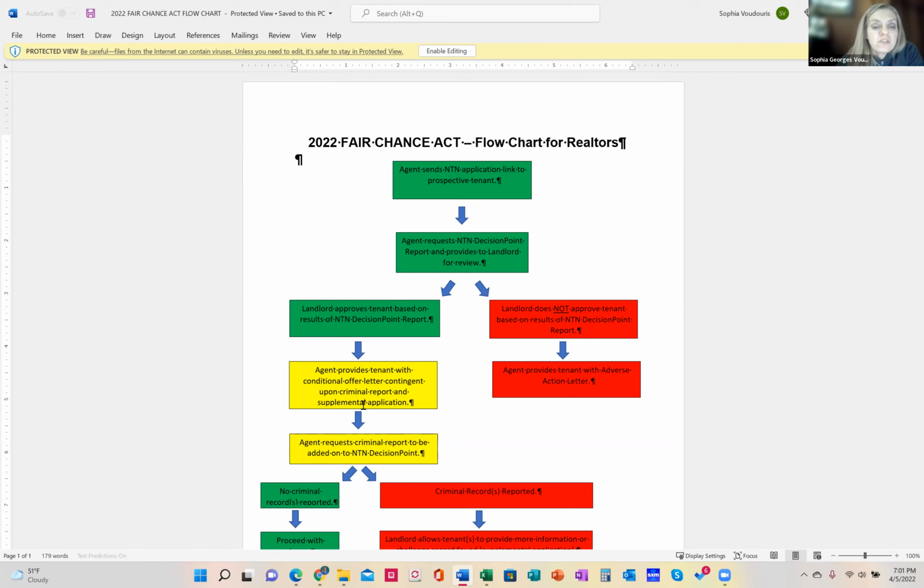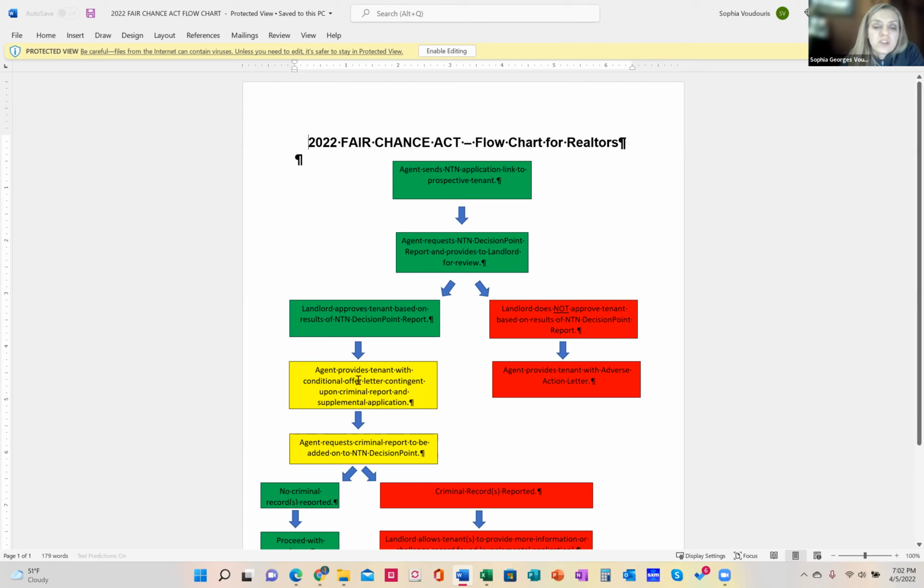Now, they can decide, do I really want to run a criminal check? Do I want to go through that whole process where something comes up and then I have to write up my rationale while following discrimination laws? It is a hassle, guys. They may just say, you know what, don't worry about it. I'm good with the income. So it's up to them.